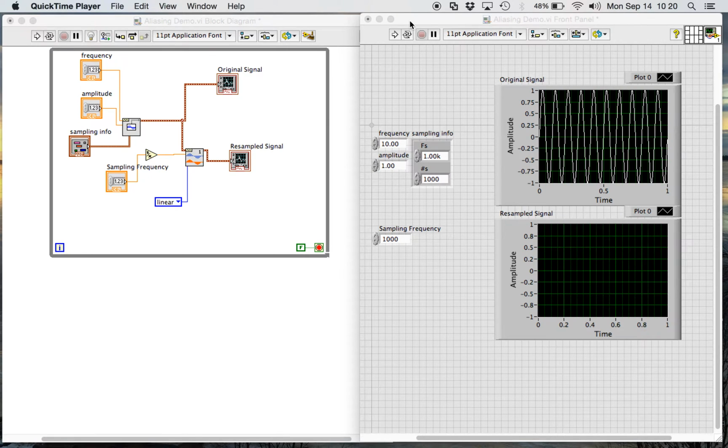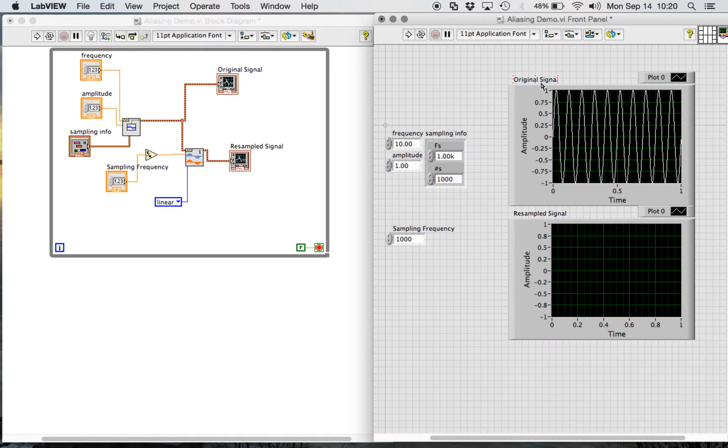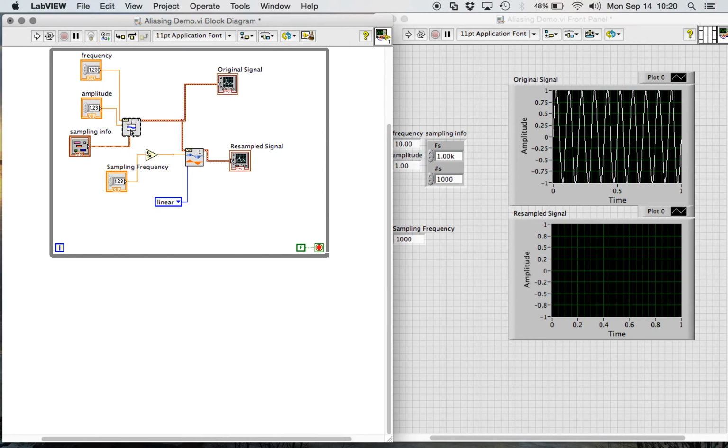We're going to show you a demonstration about aliasing. Aliasing is an effect that occurs when a signal is sampled below an appropriate frequency. To show you this effect, we've developed a pretty simple LabView code where we're generating a sine wave with a frequency of 10 Hz and an amplitude of 1. We're doing this using the sine wave generator block in LabView.